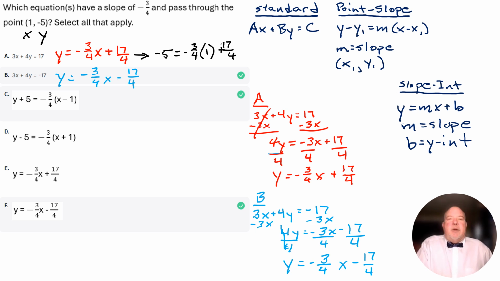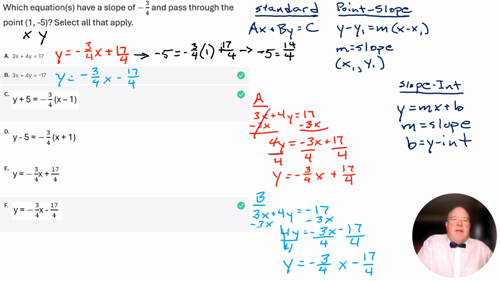All right, so I multiply negative 3/4 times 1. I get negative 3/4. I add that to 17/4, and I get negative 5 equals 14/4. Now, that is not true, so A doesn't work. So it doesn't go through the point 1, negative 5. It had the right slope, negative 3/4, but it didn't go through that point.